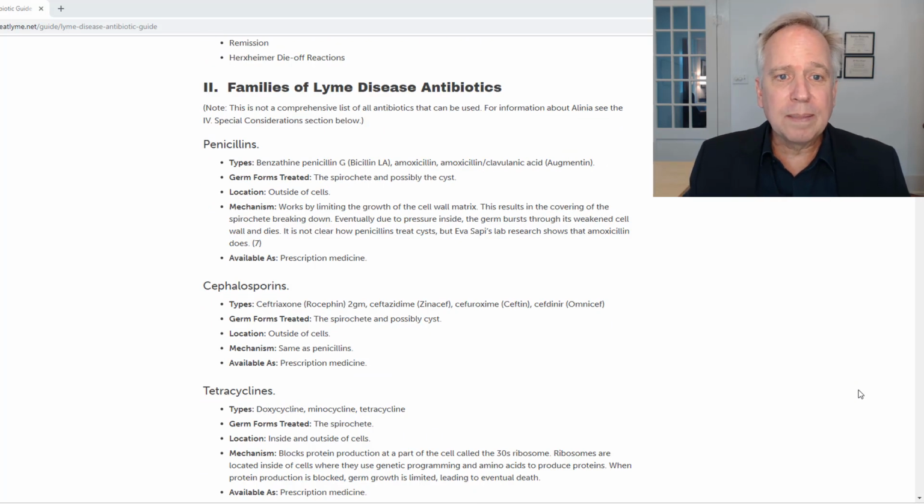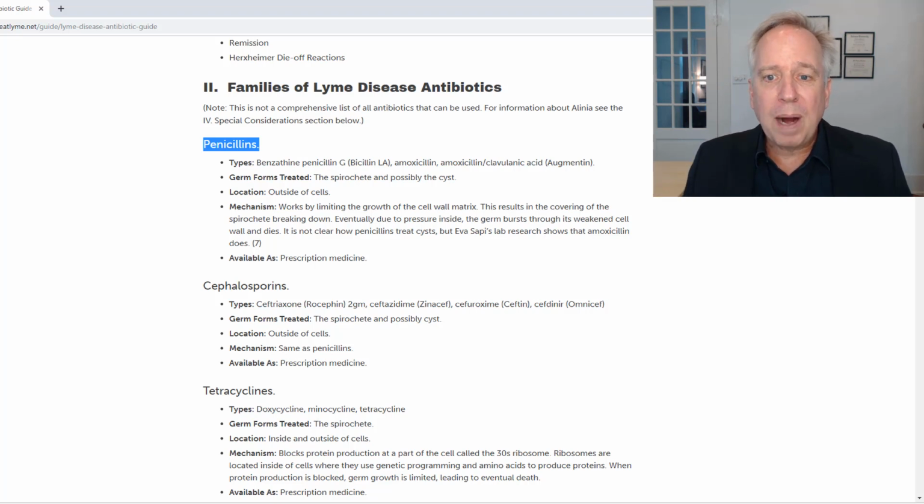This next part is about the different families of Lyme disease antibiotics. So first of all, there's a group of antibiotics called the penicillins. I'm just highlighting it here on the screen so you can see it. So penicillins are things like amoxicillin. There's also an injectable form called bicillin, and there's something called augmentin. And these are antibiotics that treat the covering of the spirochete. They're called cell wall agents.